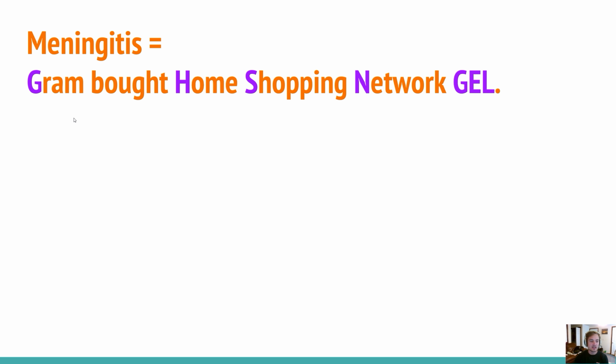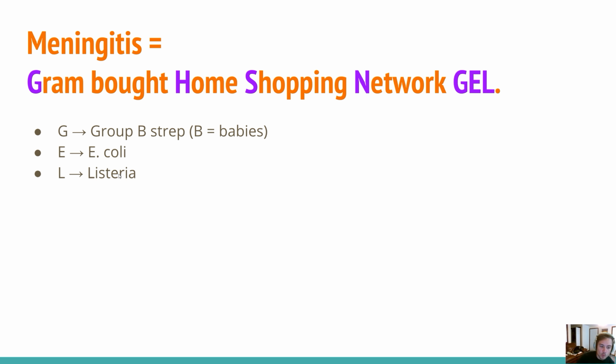And for this, I want you to think of "Gram bought Home Shopping Network GEL." This is a very weird mnemonic, a very weird way to remember it, because I'm going to go backwards, and there's a very particular reason I'm doing this. If we start with the GEL part, we think of G for Group B strep, B for babies, remember, E for E. coli. Now this wasn't a gram-positive that we talked about, but it's something I want you to know. Listeria was a gram-positive, but it was one of those other categories that I said we're going to ignore for now.